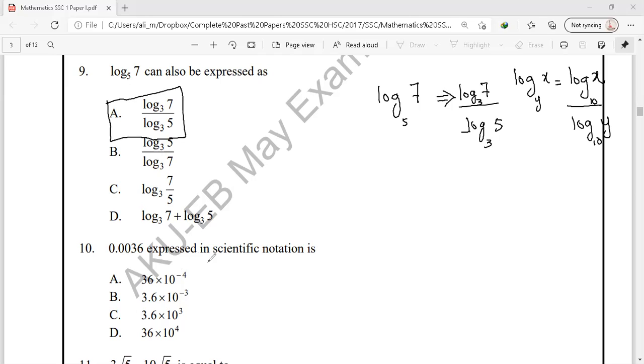In question number 10, the expression is 0.0036, and we have to represent this expression in the form of scientific notation. So let's bring this decimal point between 3 and 6. When we move the decimal 3 digits to the right, we apply minus 3 as the power of 10. So the correct scientific notation for this expression is 3.6 times 10 raised to the power minus 3. For question number 10, the correct answer is option B.